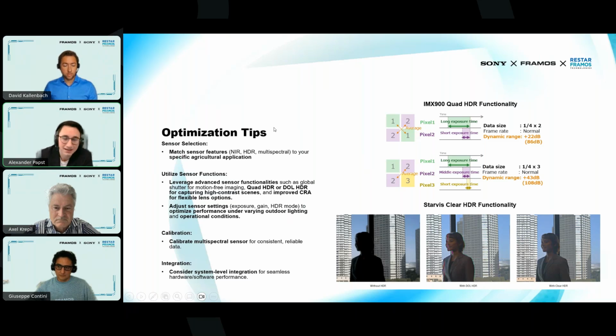And here's something people often overlook: try to adjust your sensor settings dynamically. Exposure, gain, and HDR mode shouldn't be set once and forgotten. Optimize them based on varying outdoor lighting or operational conditions. Calibration is also a topic, especially for the IMX454. For this sensor, calibration is essential for consistent, reliable data, and spectral measurements need reference standards.